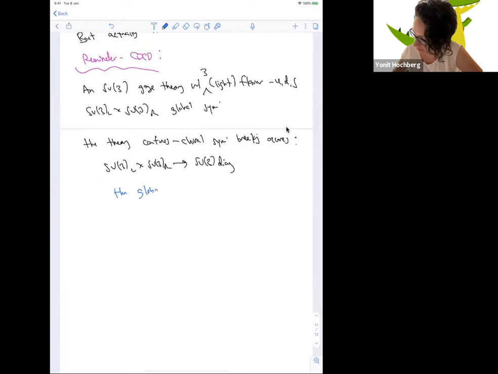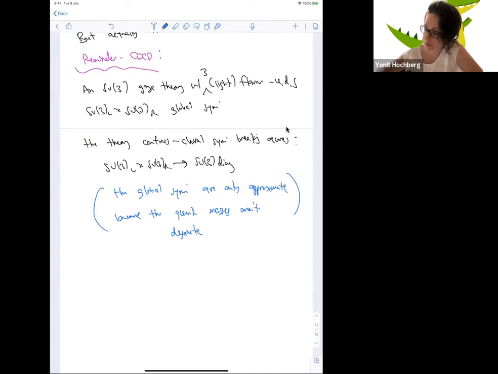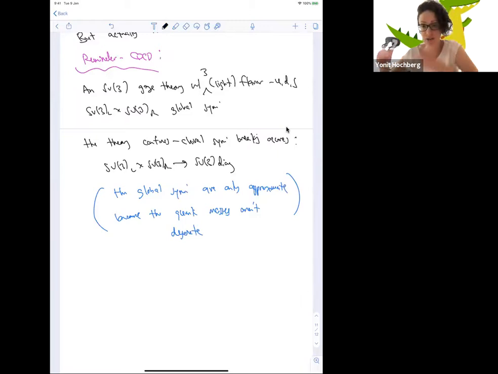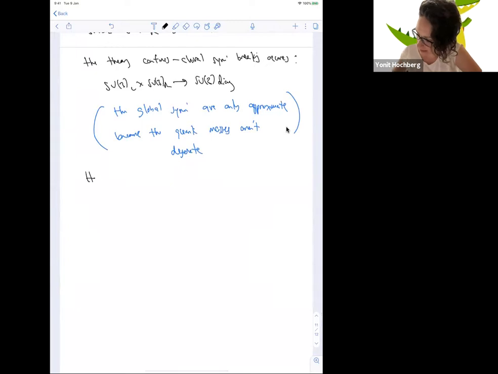So the global symmetries are only approximate because the quark masses aren't degenerate. These are approximate symmetries of QCD. And this theory has 8 pseudo-Nambu-Goldstone bosons. These are the degrees of freedom related to the broken generators. And these are the kaons, the pions, and the eta.